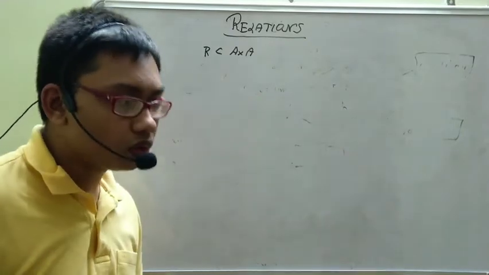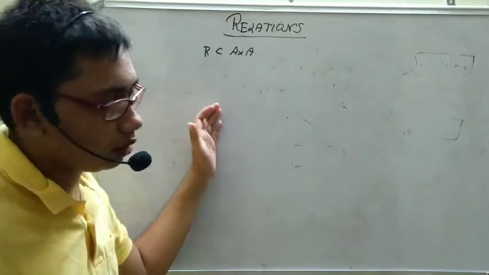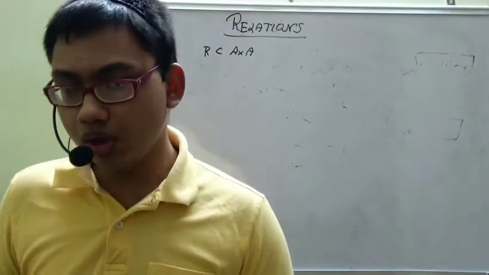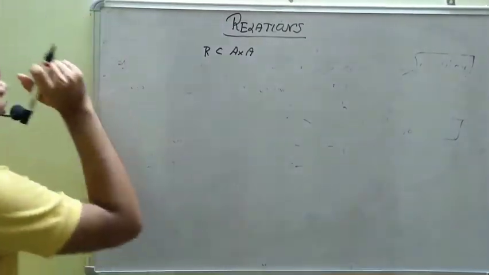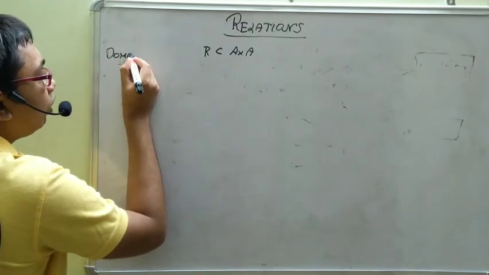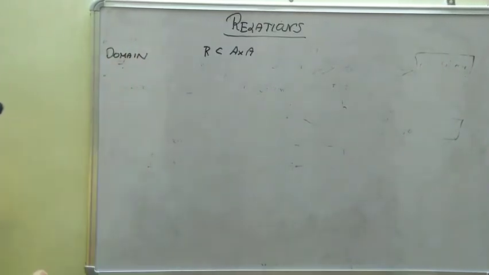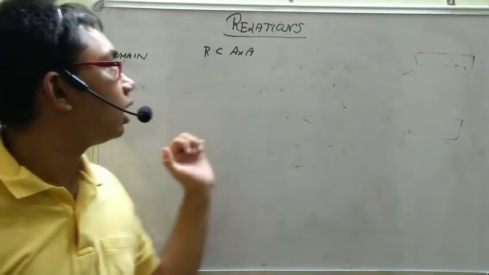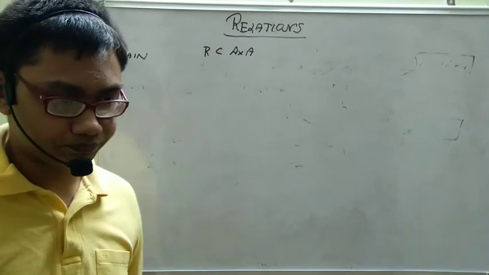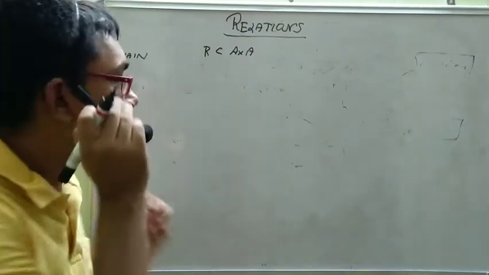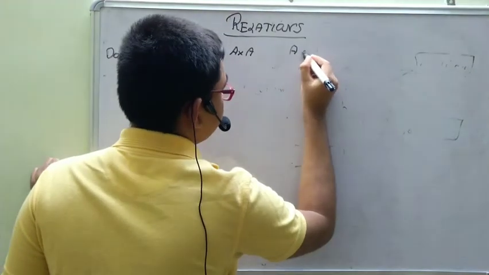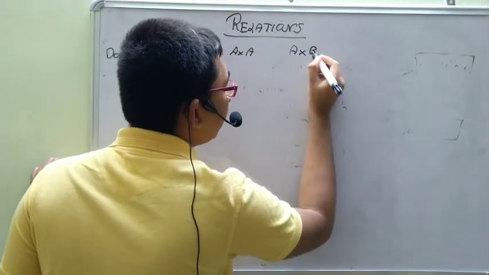Now, before I go into the topic today, actually today's topic is types of relations. Before I go into the topic, I would like to introduce two terms. First one is domain. What is this domain? See, if it is a subset of A cross A, then it is no problem. If it is A cross B, it is a relation from A into B.